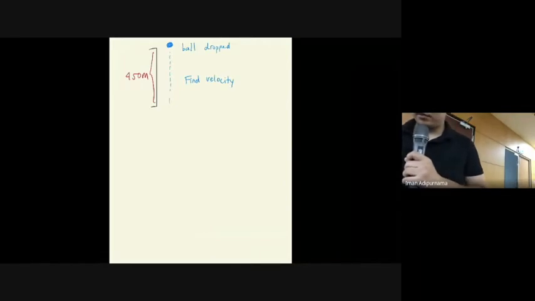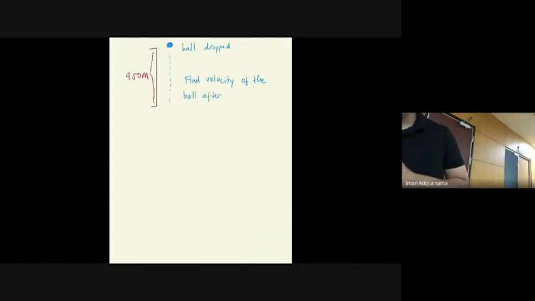So let's say you have a distance. This is 50 meters. You have a ball here. It drops, just like Newton did. So the ball drops. We need to find the velocity of the ball after 5 seconds.